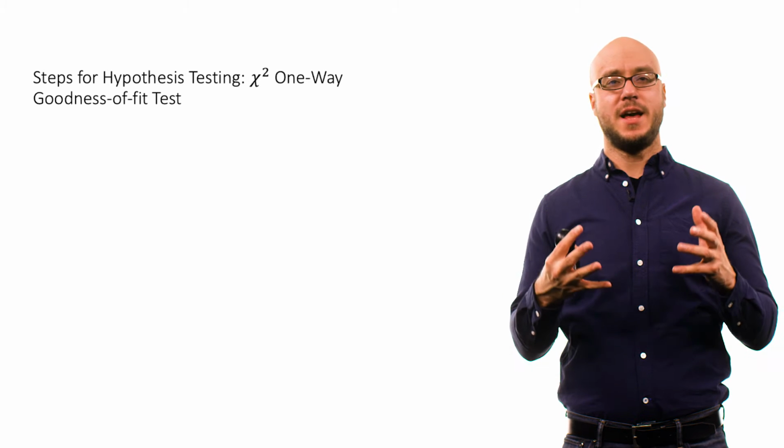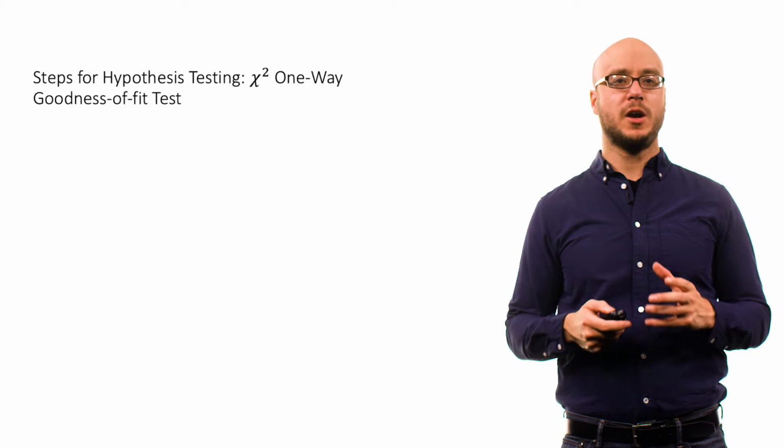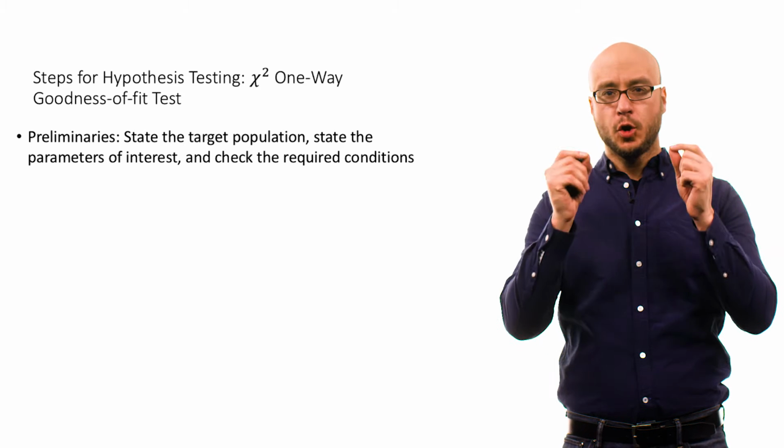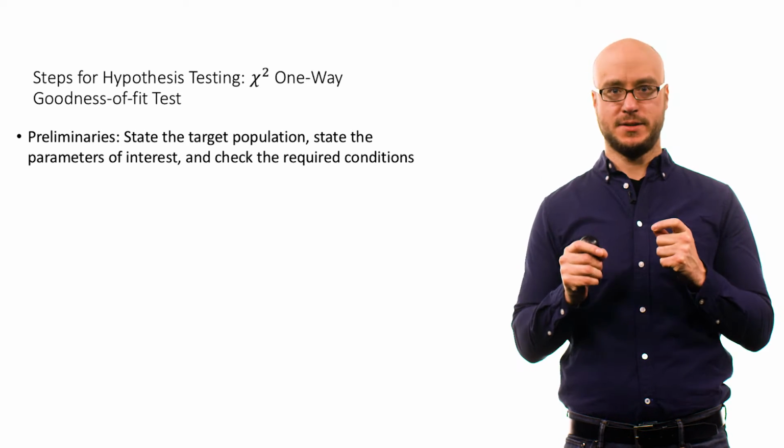Now let's go through some of the steps for conducting a chi-square one-way goodness of fit test. Remember why we're conducting this test. The idea is we want to compare some claimed distribution about a population with some observed distribution. If we had access to the entire population data, say through a census, then we wouldn't actually want to conduct this chi-square one-way goodness of fit test. We wouldn't have to. We could just compare what a person is claiming about the population with the population itself.